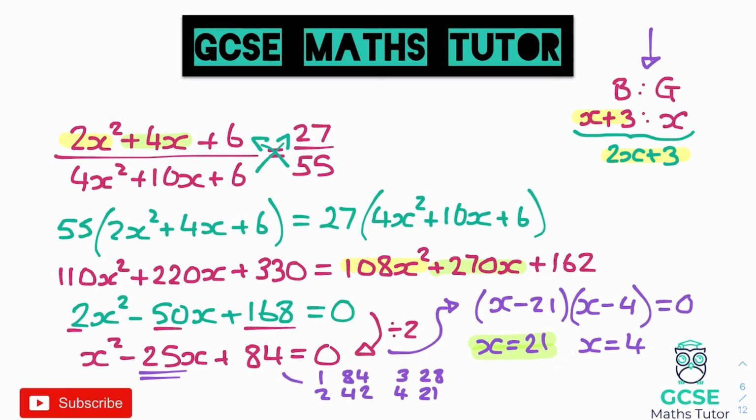But the actual question asked us to work out the amount of green counters, and as you can see, green was our letter x there. We've got that x equals 21, so in terms of the amount of green counters, green equals 21. There we go, and there's our final answer. If we wanted the amount of blue, don't forget it said that there were 3 more blue counters than green, so that there would be 24 blue counters.